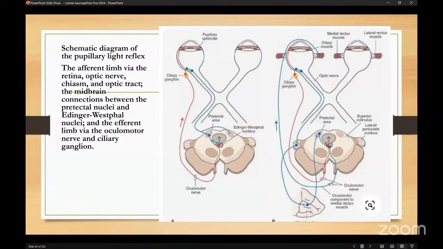You just have to brush up on the pupillary light reflex and accommodation reflex pathway. Can anybody tell the difference between the pupillary light reflex and accommodation reflex? The pathway of the pupillary and accommodation reflex?